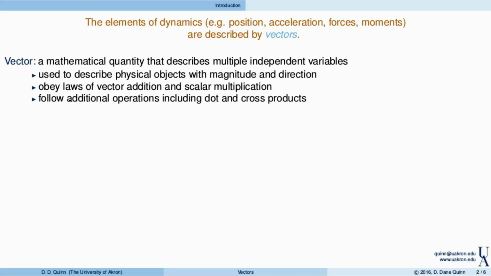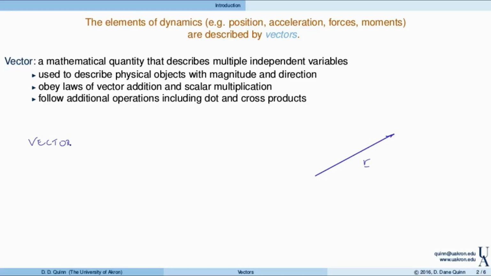Now, vectors obey the laws of things like vector addition and scalar multiplication, which we'll talk about in a bit. And then there are additional operations, such as the dot product or the cross product, that vectors follow. Right, so let's look at a vector. And so we'll draw one. It's going to be some vector here, and we'll label it as R. So R is a vector.